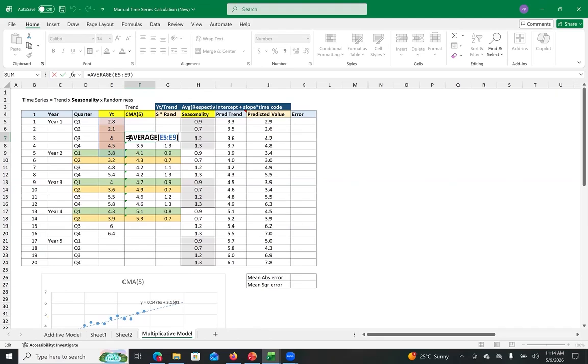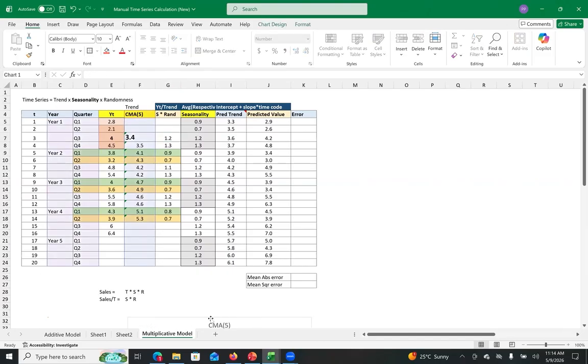Can you show the formula for the seasonality times randomness column? Right. So this is nothing but, as we discussed over here, seasonality multiplied by randomness will be the same as sales divided by the trend component. Okay.